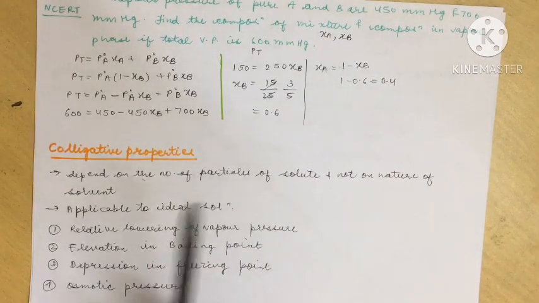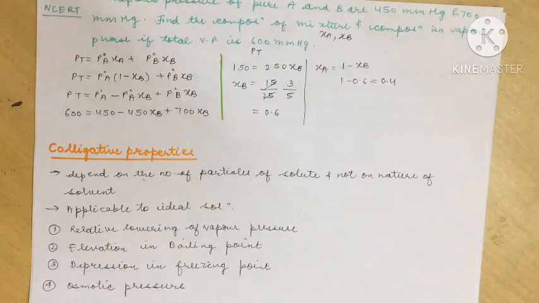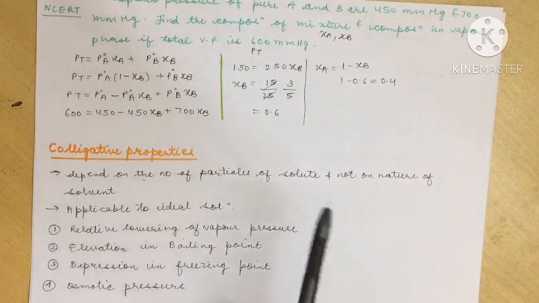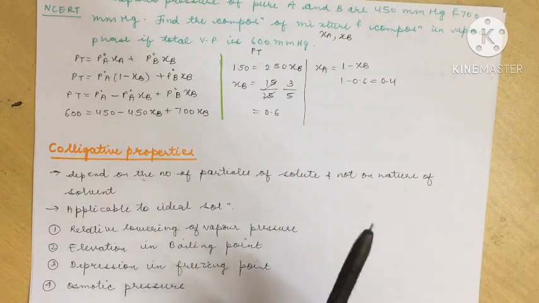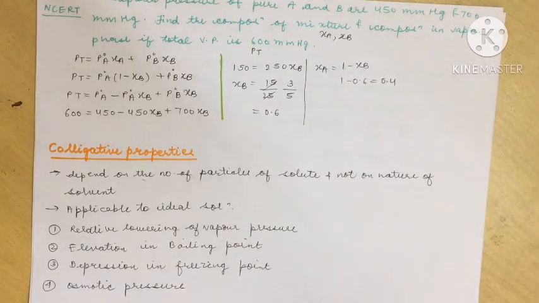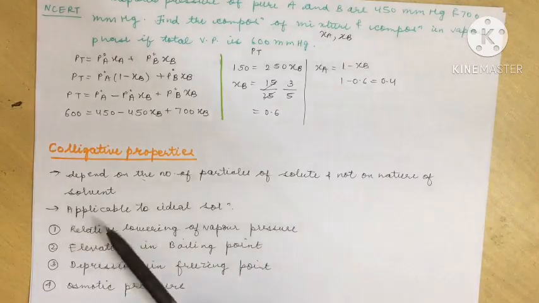So suppose we have two very different solutions. Suppose we have one solution of acetic acid and one solution of, let us take some weak things, like acetic acid and ethyl acetate. Now if these two contain the same number of solute particles, in that condition the colligative properties for both of these will be the same. So these depend on the number of particles of solute and not on the nature of the solvent.